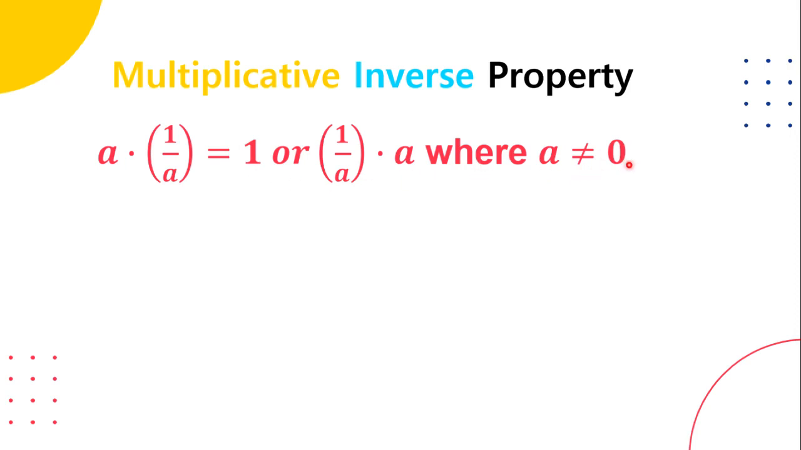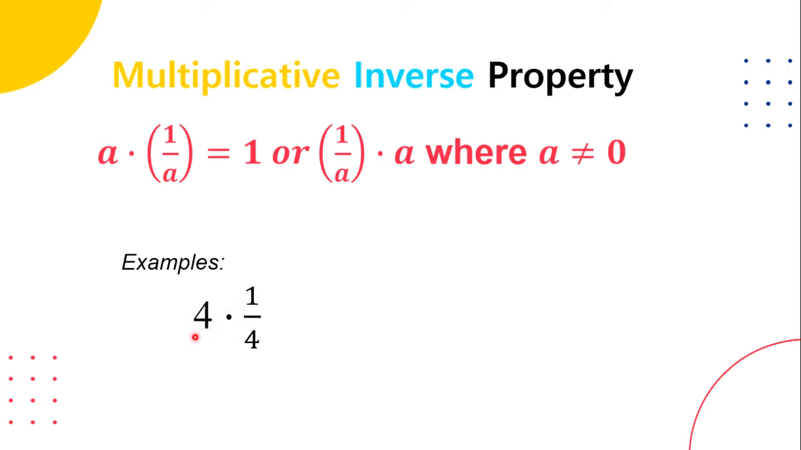Where, this one is very important, a should not be equal to 0. Because if we multiply that by 0, the result would be 0. However, if a is 0, of course, its reciprocal is undefined. Any number multiplied by 0 is 0. So examples for the multiplicative inverse: 4 times the reciprocal of 4, okay?